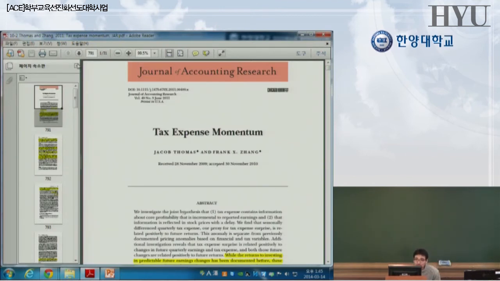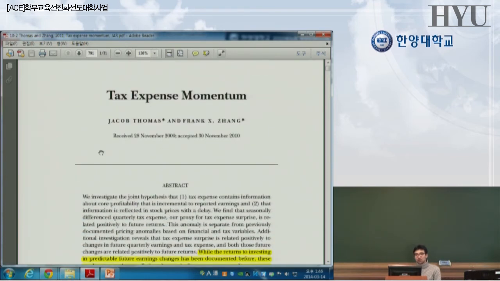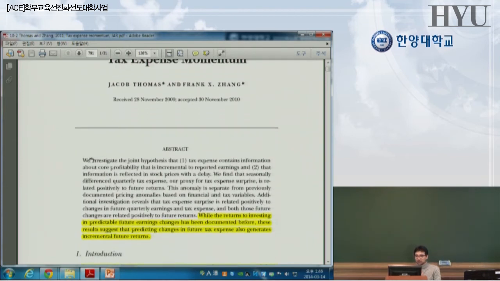Today, I want to introduce a trading strategy as a part of our testing. This is the Journal of Accounting paper written by Jacob Thomas and Frank Zhang. In the abstract, they argue that while the returns to investing in predictable future earnings change has been documented before, this research suggests that predicting change in future tax expense also generates incremental future return.